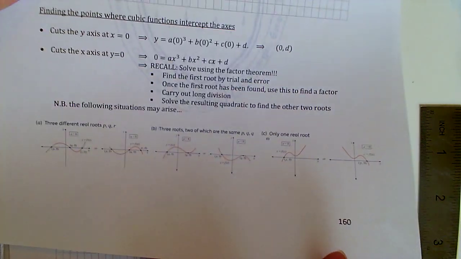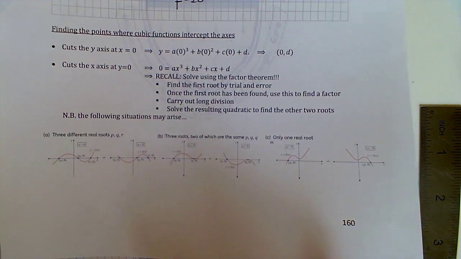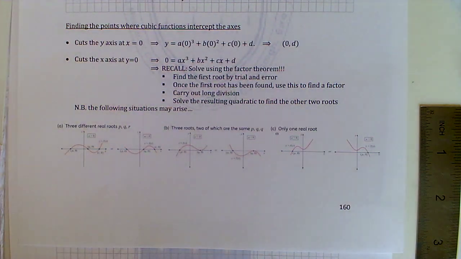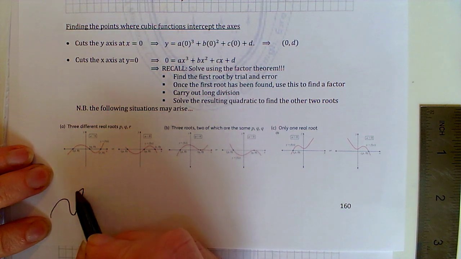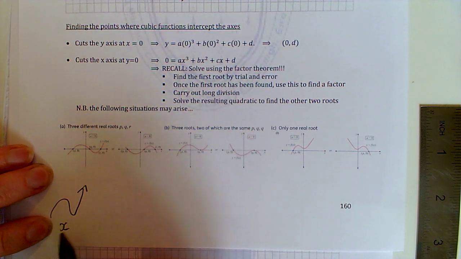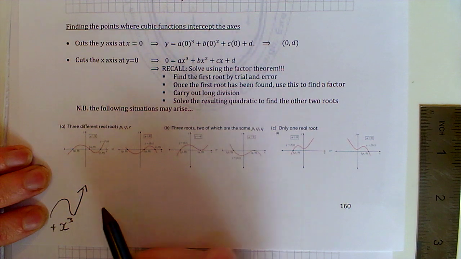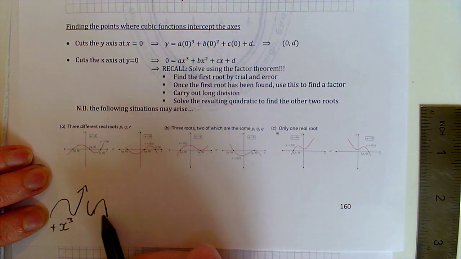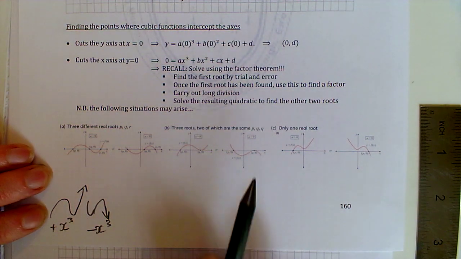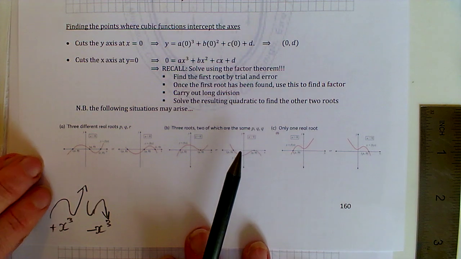Now, before we go on to the example on page 161, it's worth just looking over a couple of things that we need to remember when we're plotting the graph of a cubic function. So I went over the idea of the shape, that if it ends upwards, it's a plus x cubed, and if it ends pointing downwards, it's a minus x cubed. But there's other things to be aware of about the shape of the graph as well.